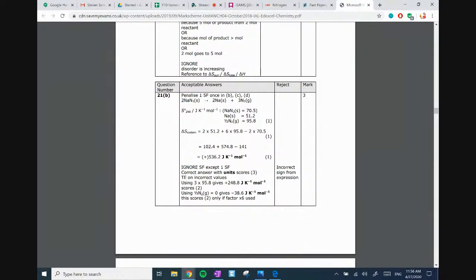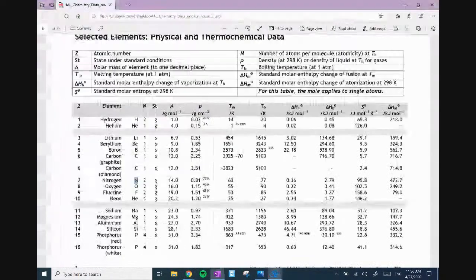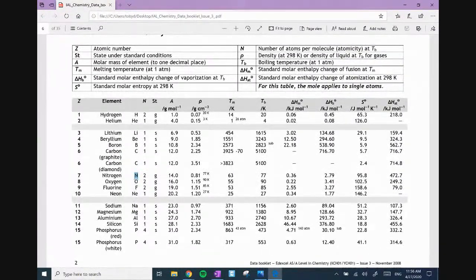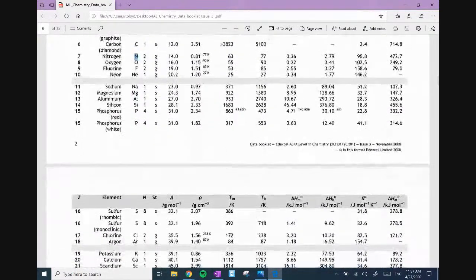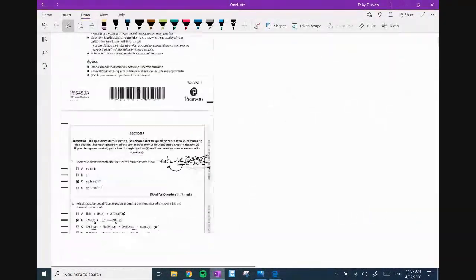6 times. It does actually say that on the mark scheme. I don't know why. 2 times and then 6 is at what? Half O2, half N2 per atom. How bizarre. Maybe that's why my value was so small. Data booklet: for this table, the mole applies to single atoms. Oh, that sucks.